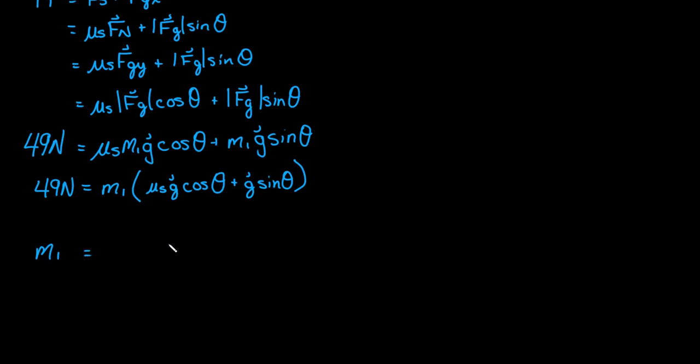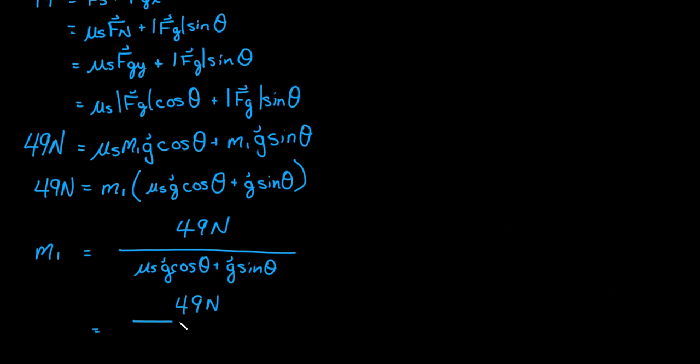So M1 is going to be 49 newtons divided by all of this: mu s times gravity times cos theta plus gravity times sine theta. Again, I'm going to simplify it one more time for us. So that means it's 49 divided by, factor out gravity, and then it's the coefficient of static friction times cos theta plus sine theta, times gravity. And that's the maximum mass that M1 can be.